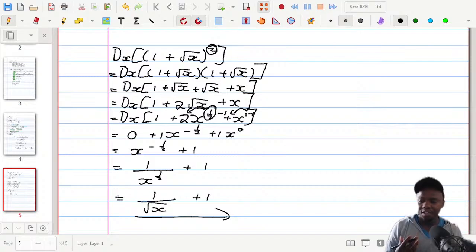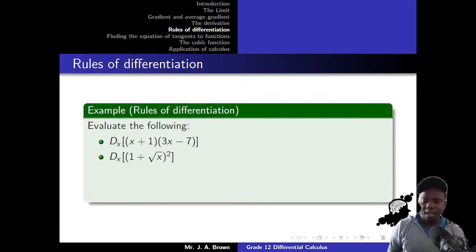Brilliant. I hope that this makes sense to you guys. I hope you understand it and that you're getting the gist of what the laws of differentiation is all about. Right, let's move on and look at another example.